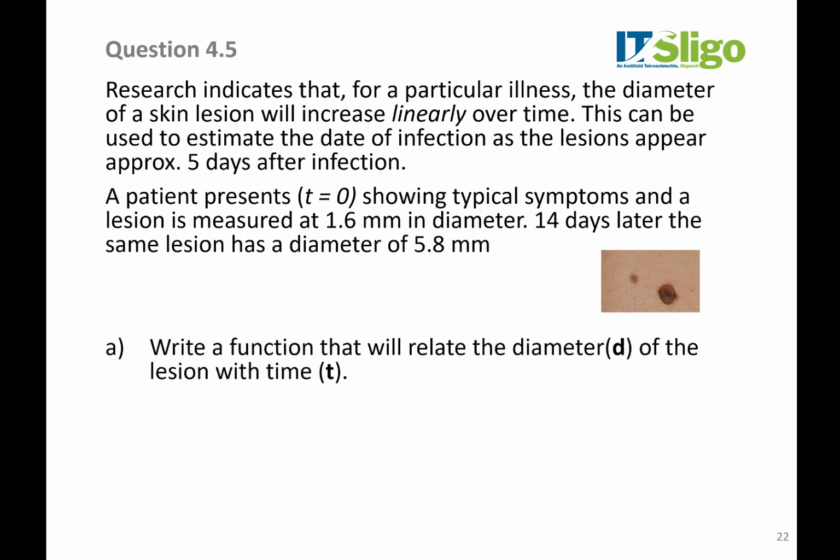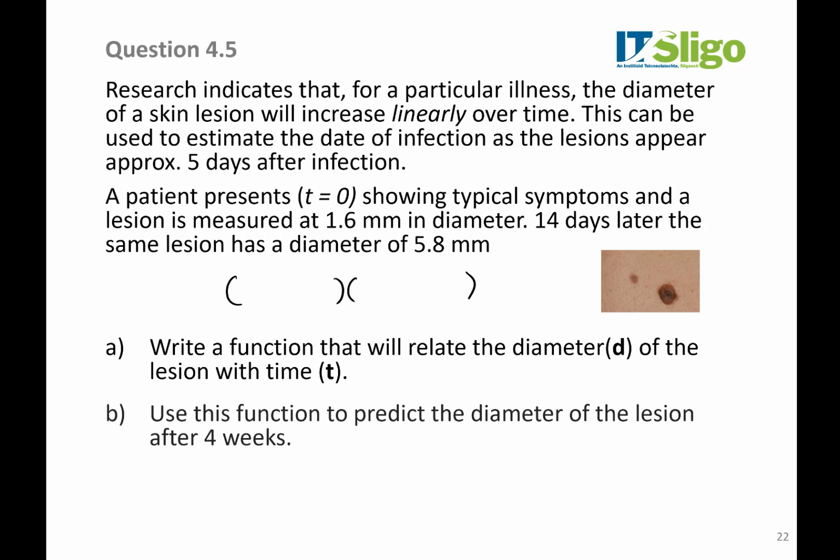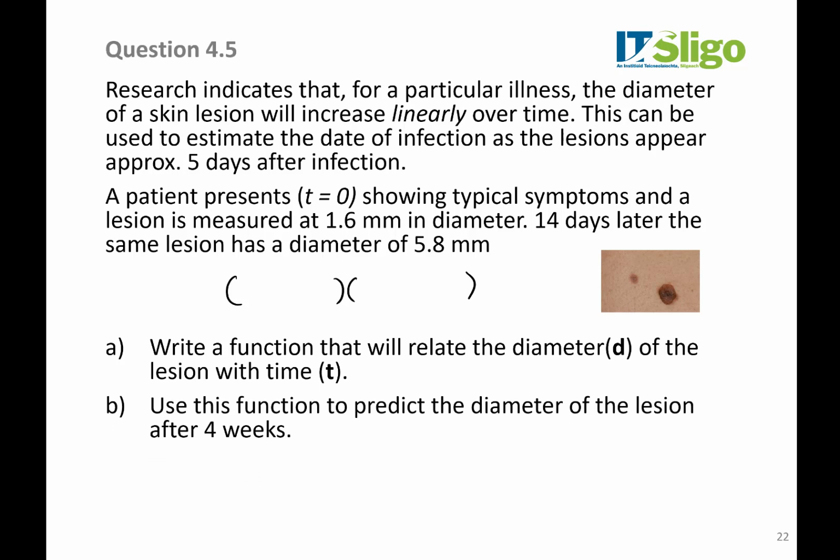So write a function that will relate diameter of the lesion to time. Exactly as we did before, guys, you need to set up your 2 points. What's my input? What's my output? Give you a clue, same as the last one for the input, time. Once you've developed that function, make sure you use the right letters.